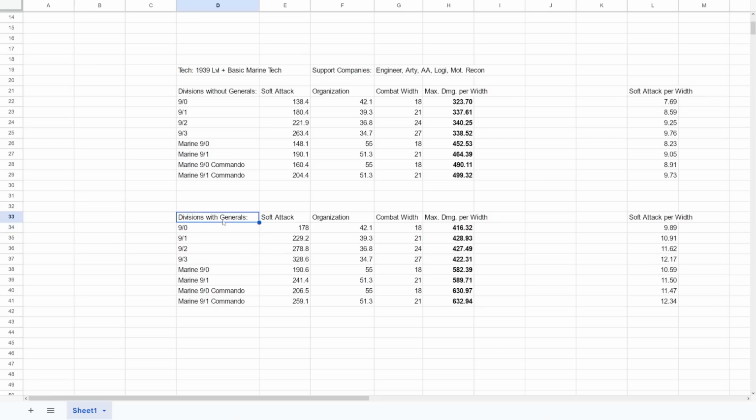Now, with having generals, this means both a general with infantry leader and a field marshal with infantry leader. You see the max damage first goes up, the same as without the generals, but it goes down from 9-1 to 9-2, meaning that even a 9-2 is not worth it. And then from a 9-2 to 9-3, it's a pretty huge decrease. With Marines, it's a pretty small increase, and with the commando as well, the increase is almost completely negligible.